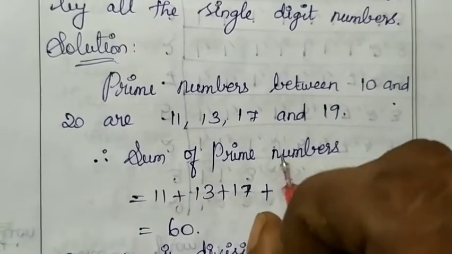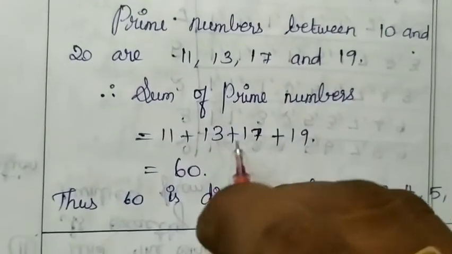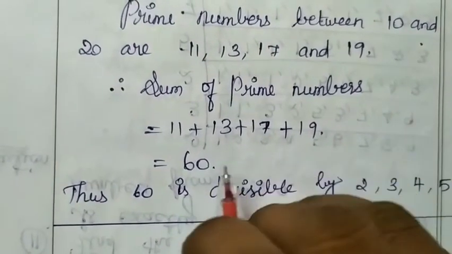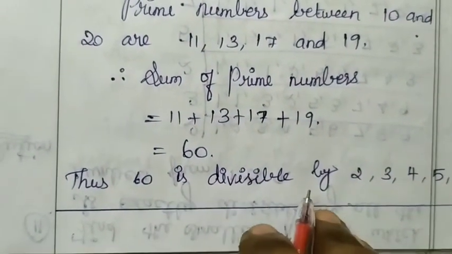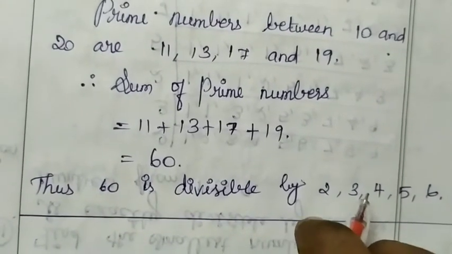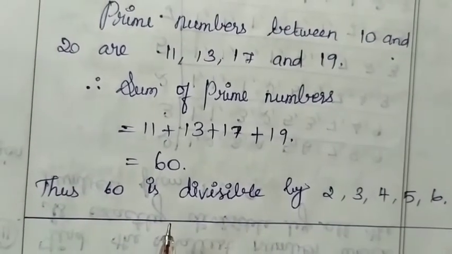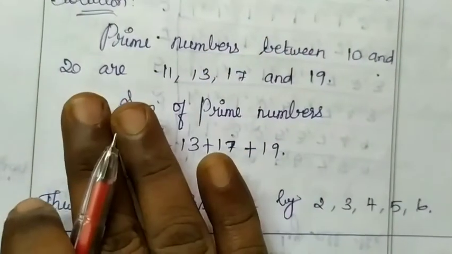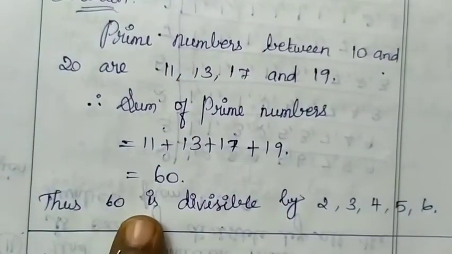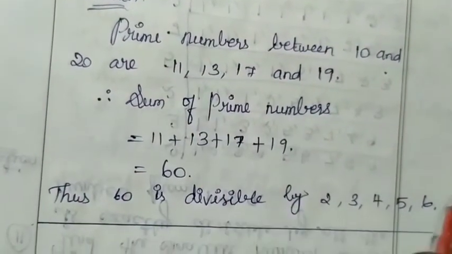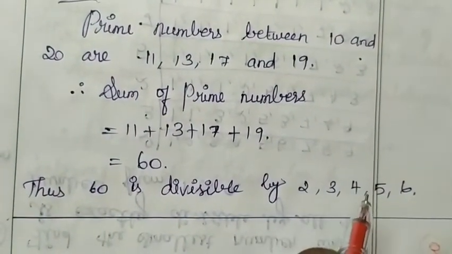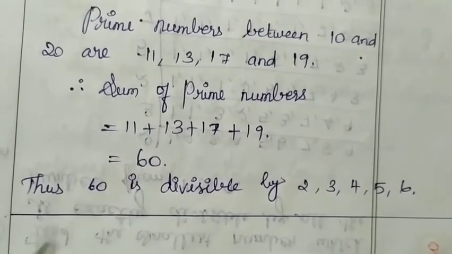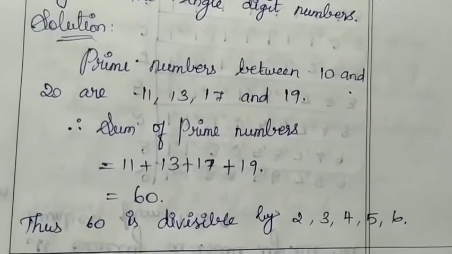Okay, so therefore the sum of the prime numbers is 11 plus 13 plus 17 plus 19. So that is equal to 60. So 60 is divisible by 2, 3, 4, 5 and 6. Okay, can you understand this question? So first we need to find the prime numbers between 10 and 20. Okay, so the answer we get is 2, 3, 4, 5, 6 can divide the number 60. Okay, so go to next.